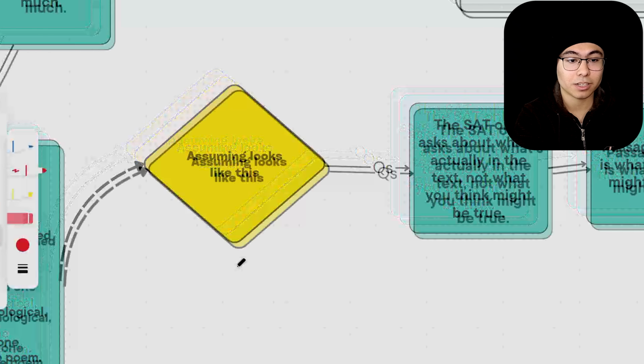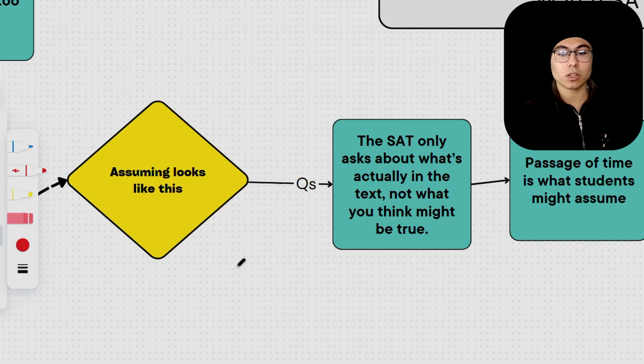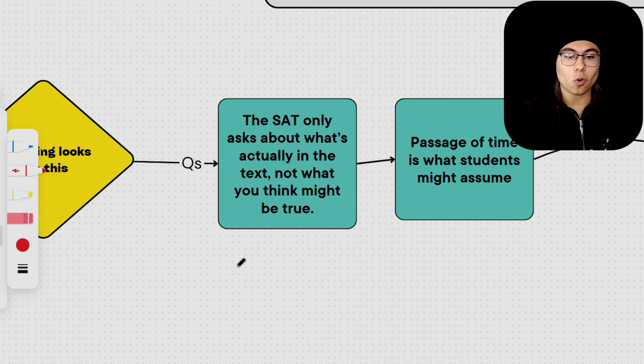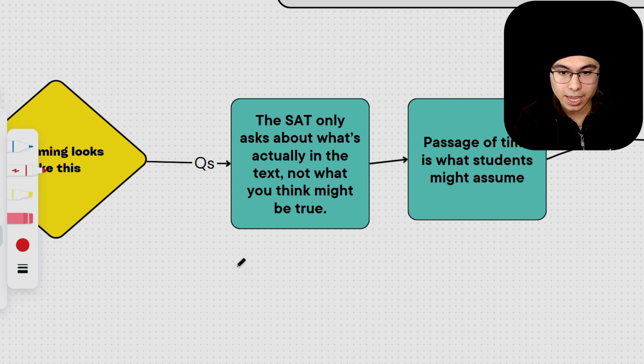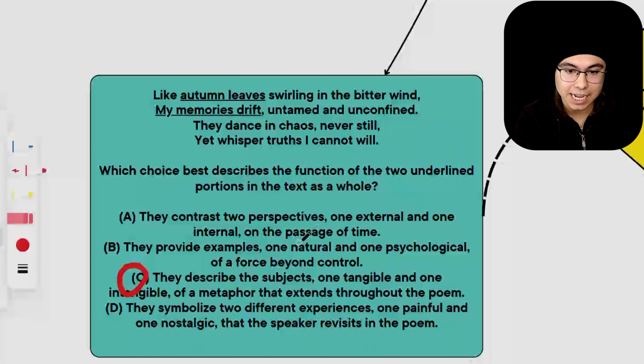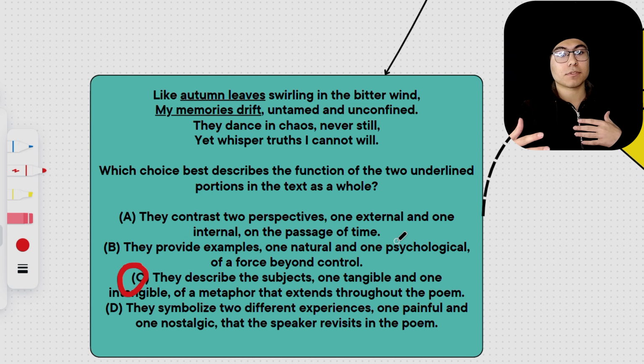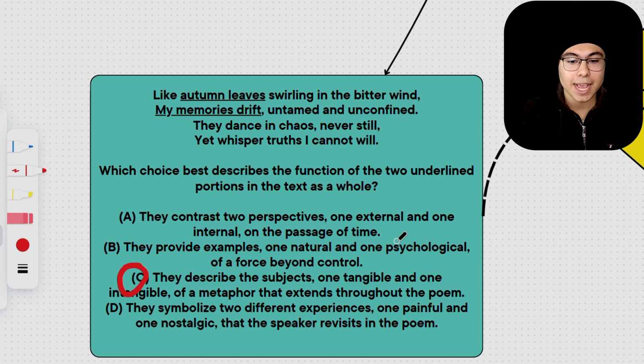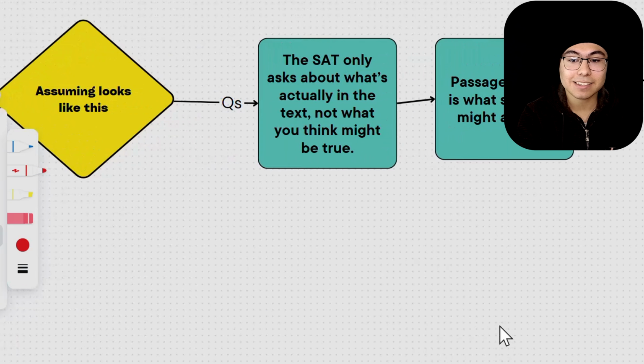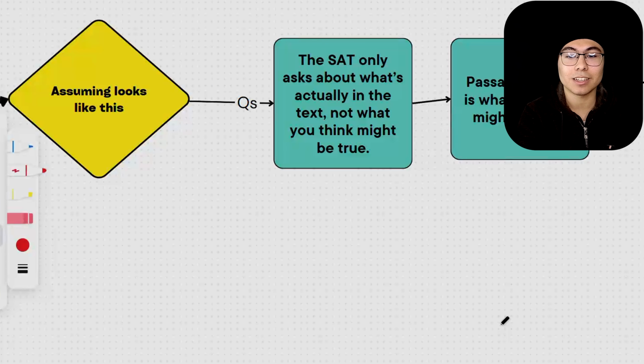And now here's our strategy, which is avoiding assuming. The SAT only asks about what is actually in the text, not what you think might be true. For example, in choice A, passage of time is something that students might think of, right? Because memories drifting is kind of related to the passage of time, but it's something that we're assuming. And even in choice D, you're assuming that one is painful and the other is nostalgic. That's the thing that you want to look out for.